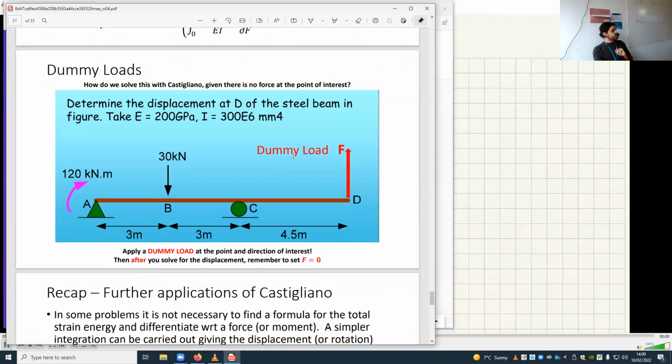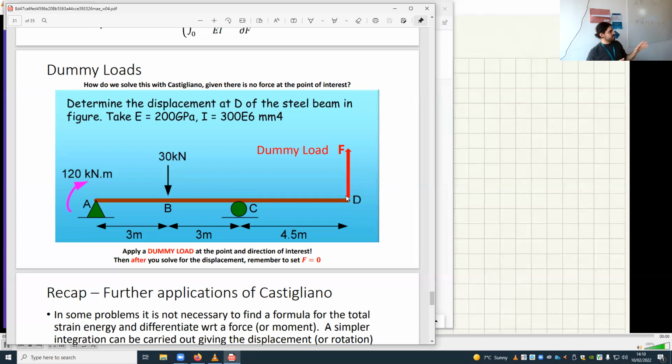Very last thing: if you want to find what's happening in a specific direction where a force is not applied, then you have to apply a force there. It's a fake force, a dummy load. You treat it as a real force until you get to the very last step. When you get to the very last step, you remember that it was a dummy load, so you set that force equal to 0.